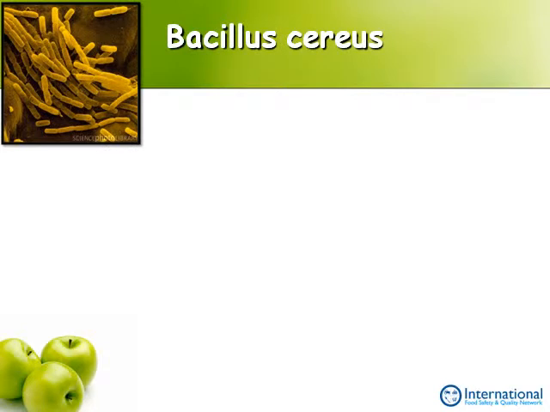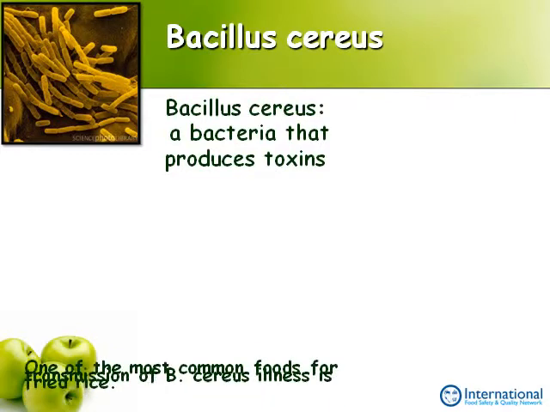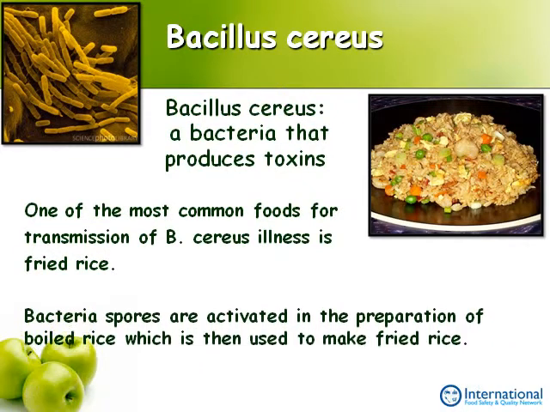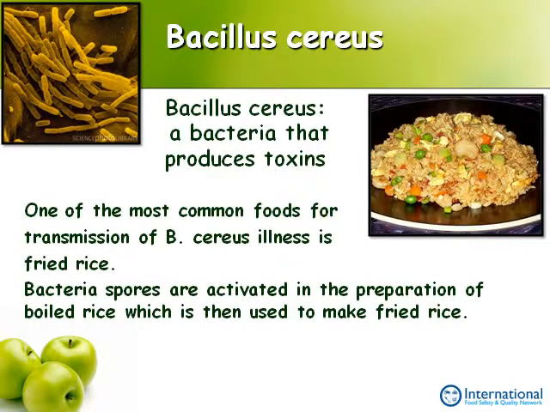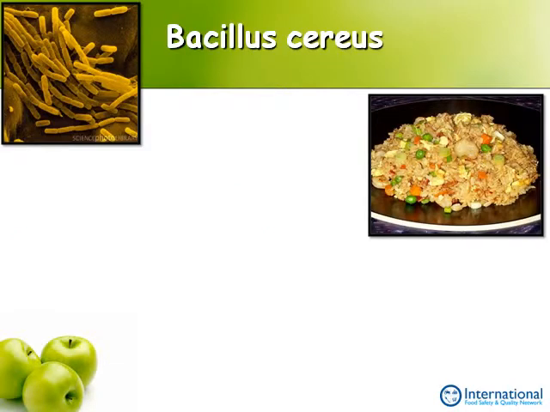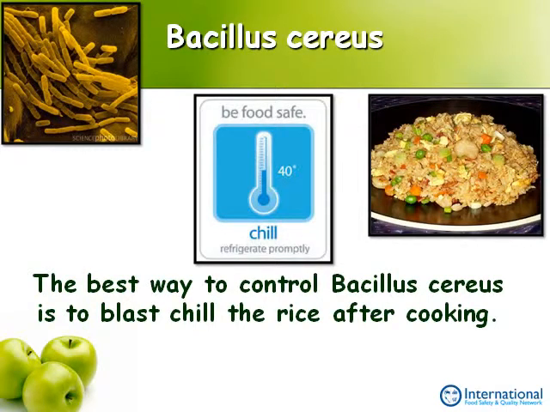A common bacteria that causes food poisoning by producing a harmful chemical, known as a toxin, is Bacillus cereus. One of the most common foods for transmission of B. cereus illness is fried rice. Bacteria spores are activated in the preparation of boiled rice, which is then used to make fried rice. If the boiled rice isn't cooled or used quickly, then the bacteria can grow and produce a toxin which is not destroyed when making the fried rice. The best way to control Bacillus cereus would be to blast chill the rice after cooking.